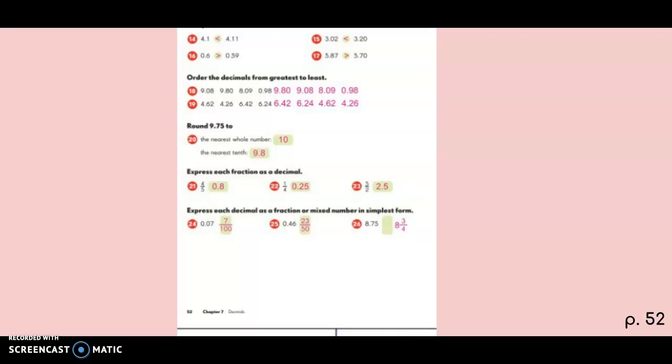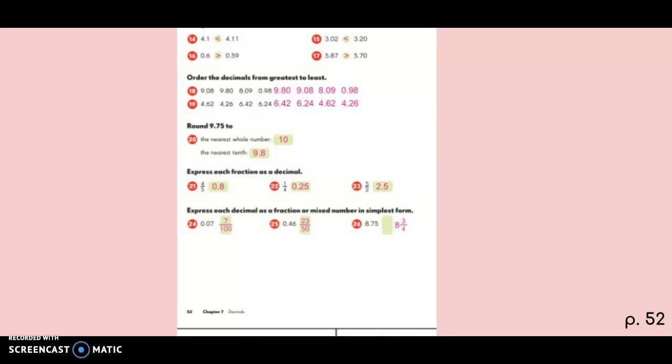Number 14 is less. Number 15 is less. Number 16 is greater. And number 17 is greater. Number 18 is 9.80, 9.08, 8.09, and 0.98. Number 19, from greatest to least, check that you did greatest to least and not least to greatest. 6.42, 6.24, 4.62, 4.26.